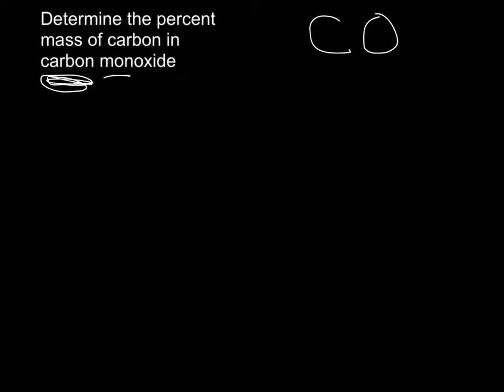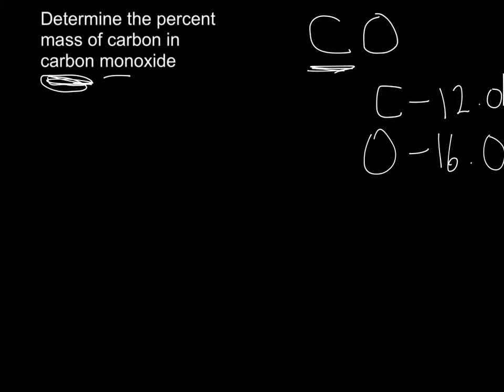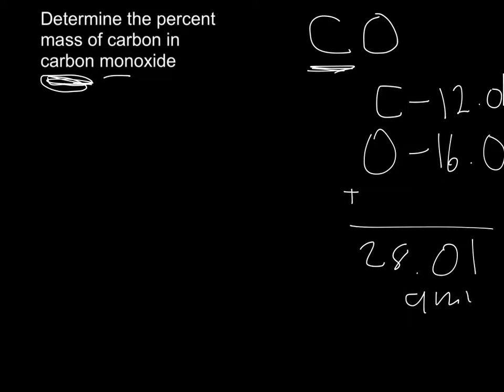So to find the percent mass that carbon contributes to this whole molecule, I have to find their individual masses. So I use the periodic table, which tells me that carbon has a mass of 12.01 AMU. I ran out of room for the units, but you know what I mean. Oxygen, periodic table wise, coming in at 16.0. So carbon monoxide as a molecule has a mass of 28.01 AMU.